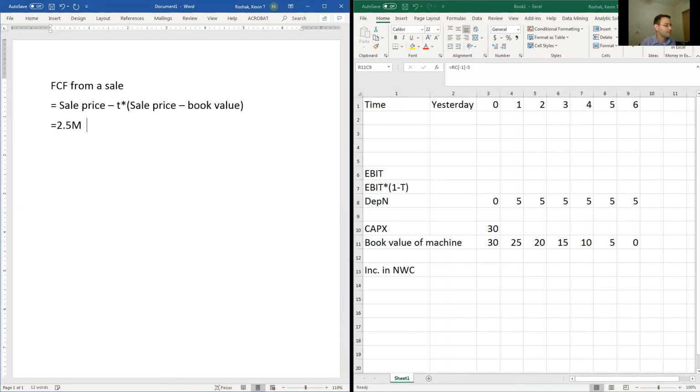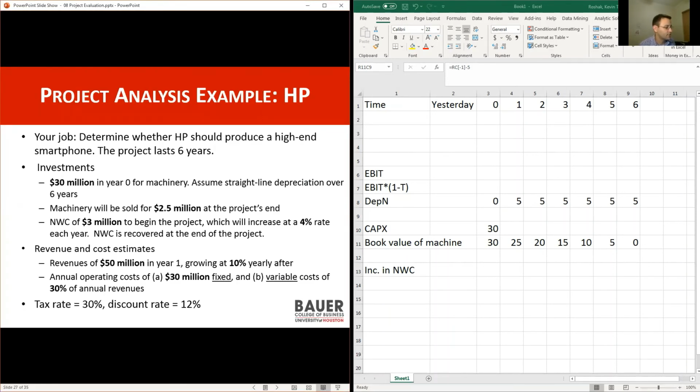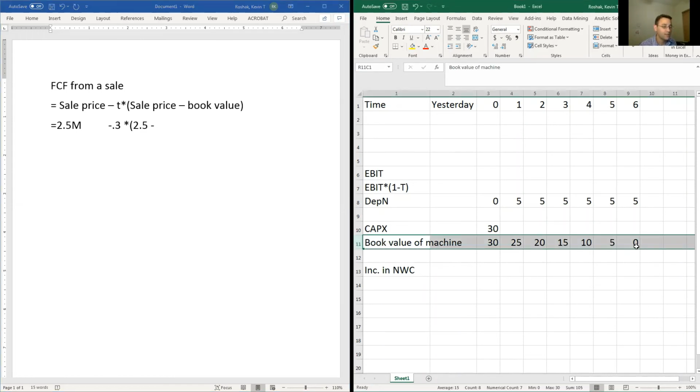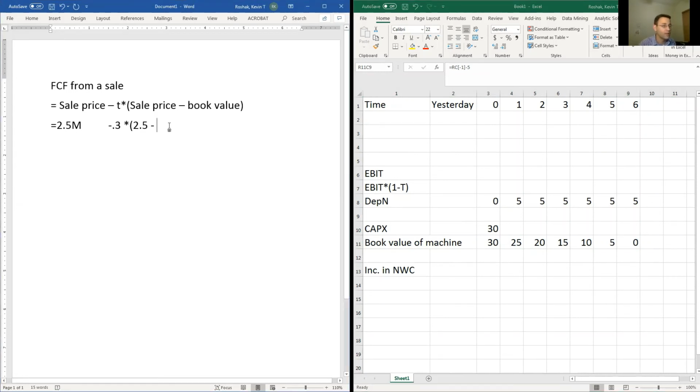You have to pay taxes on that. We have a tax rate given at 30% down at the bottom, last bullet point. $2.5 million in sale price. And what's the book value? Well, we just kept track of that. All we needed to know was depreciation. We looked at the book value here. We see that when we sell it in year 6, it's worth nothing on our books, right? We depreciated it all the way to 0, so the book value is 0.